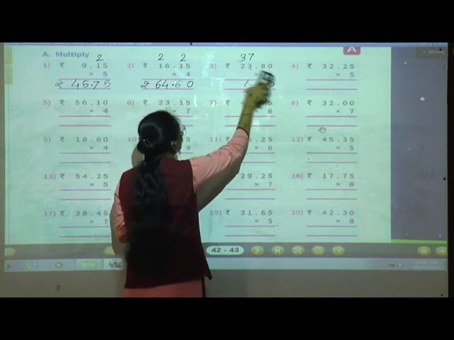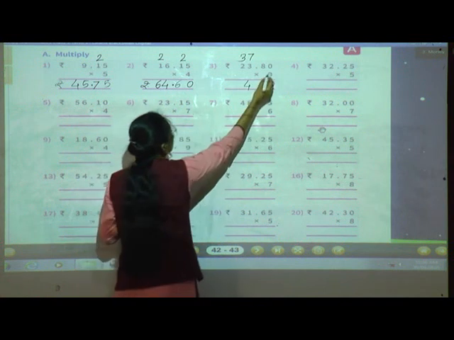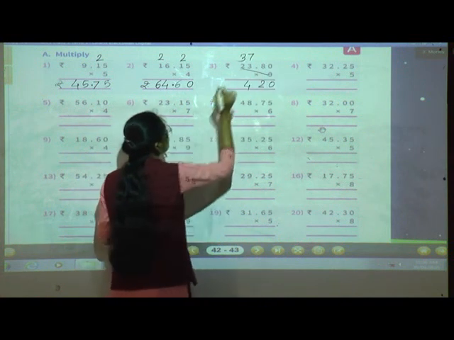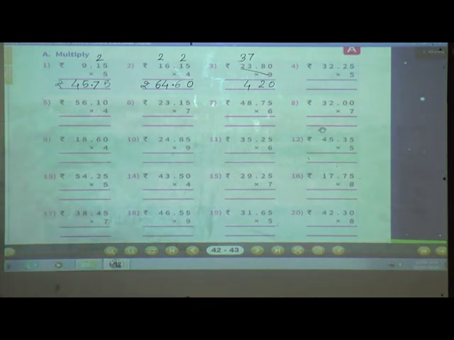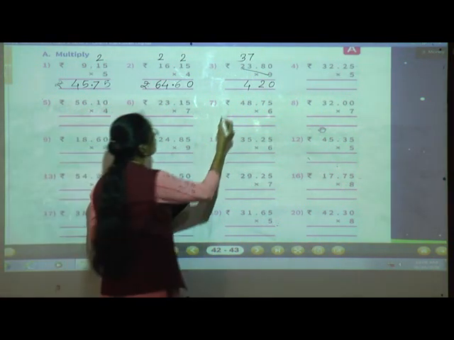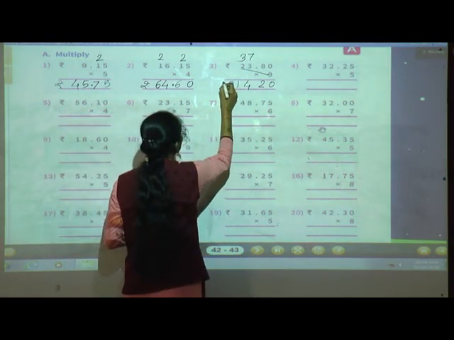Then 9 into 2 we have to do. Okay. 9 into 2. 9 2s are 18. 18 plus 3. Yes. 18 plus 3, 21. Correct. So here we'll write 21.